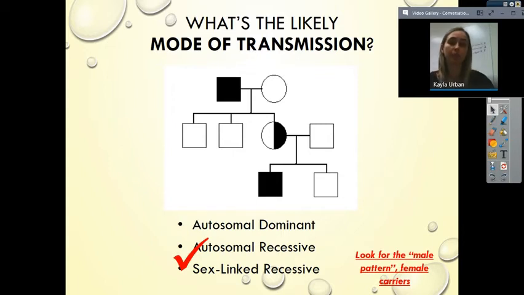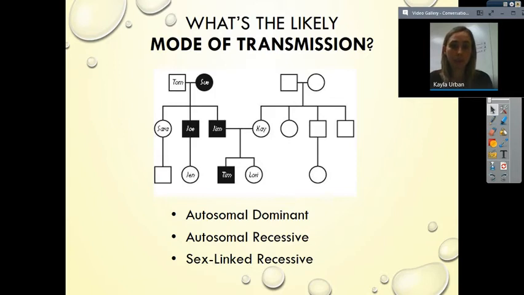This example here, of the people that are affected, it's males and females, and everybody has it. I don't see any carriers. That is going to be autosomal dominant. So it's in every generation and no carriers.